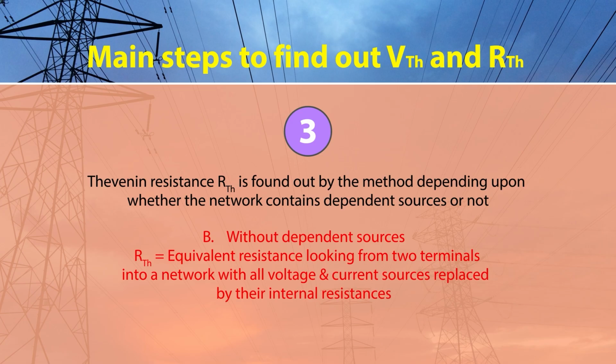Now if there are no dependent sources, how do we calculate the Thevenin resistance? Then the Thevenin resistance is the equivalent resistance looking from the two terminals into the network, with all independent energy sources replaced by their internal resistance. As I already told you, the internal resistance of an ideal voltage source is 0 and the internal resistance of an ideal current source is infinite.